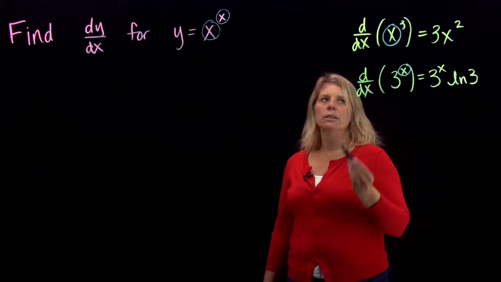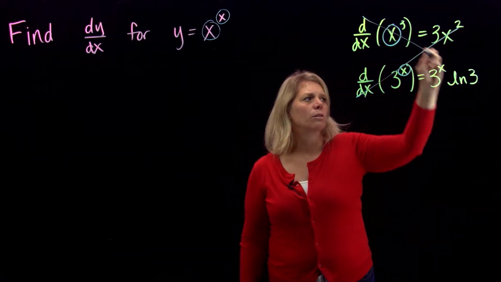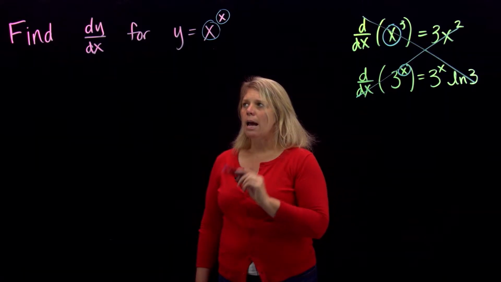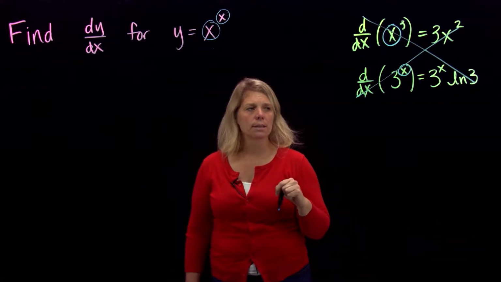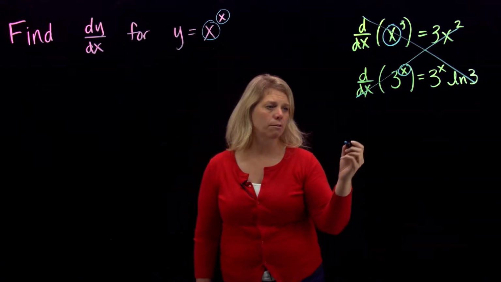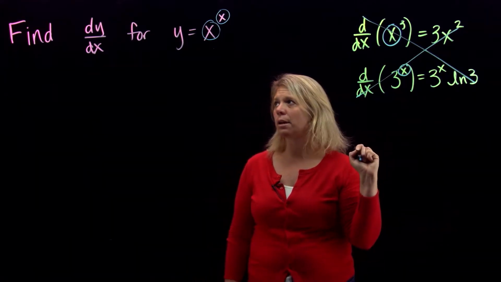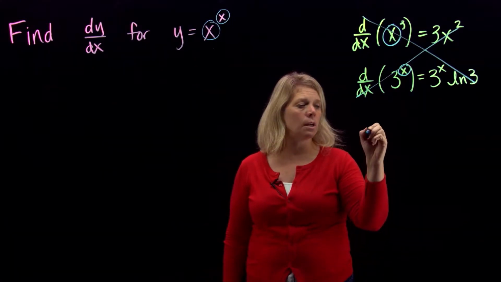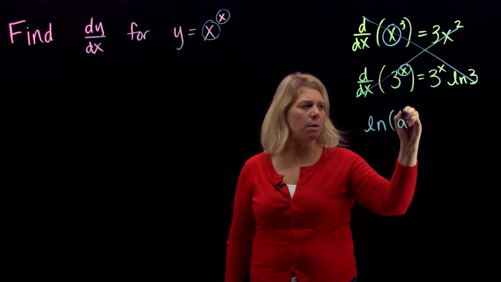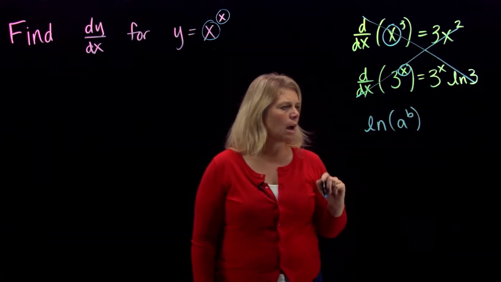So neither of those rules is what we use for this problem. We're going to need to do something else. What we're going to use instead is a property of logarithms and then some implicit differentiation. So I'm going to write over here the property of logarithms that we're going to need. This is not a calculus property, just a property from algebra about logarithms.